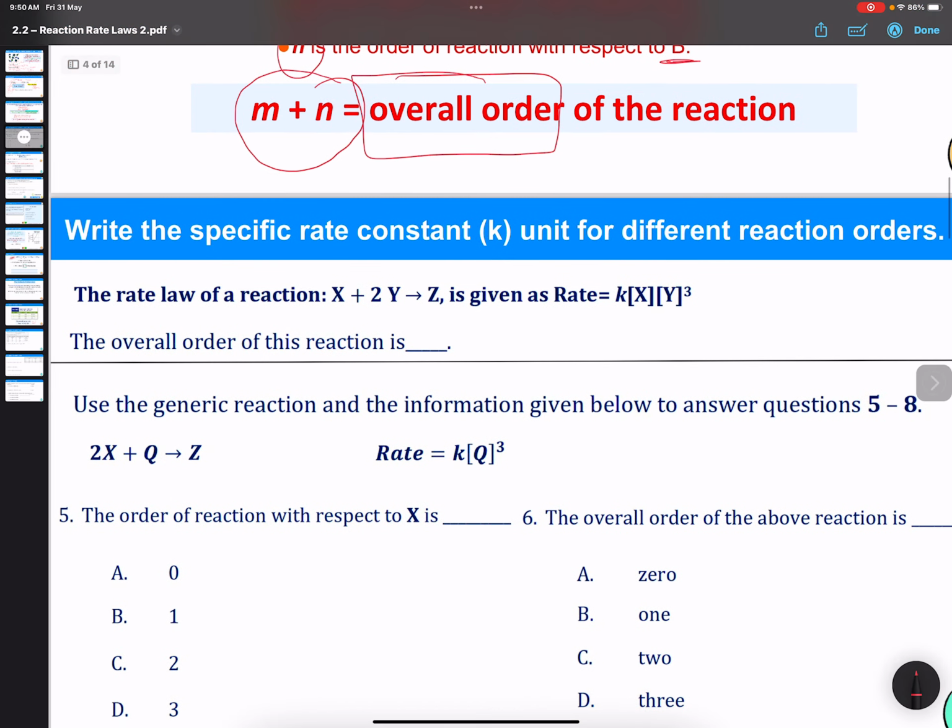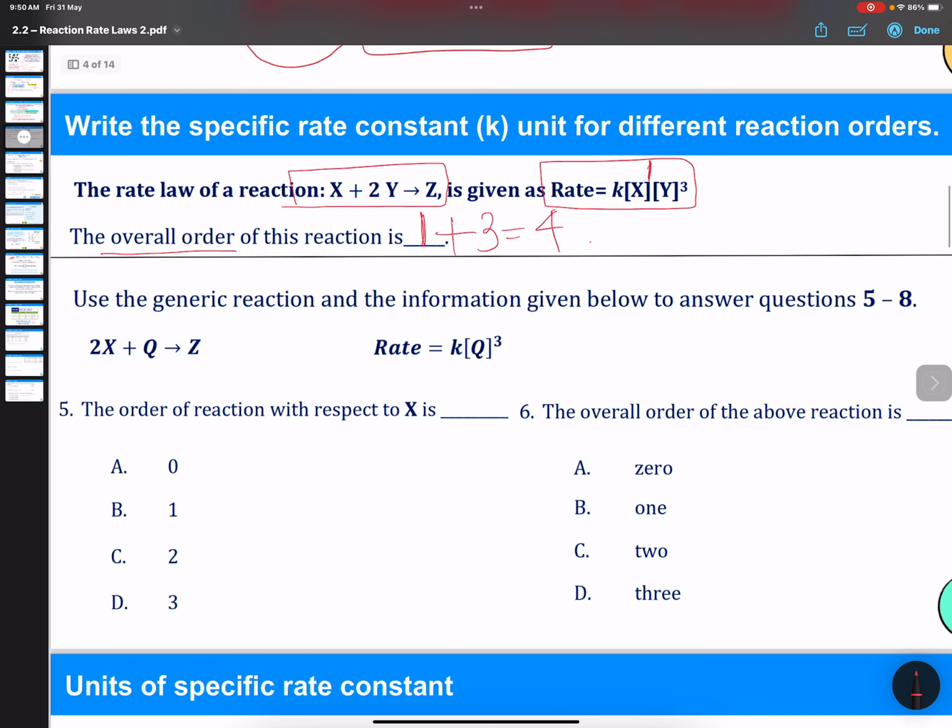Let's see some questions. The rate law of the reaction. This is the reaction being given to us, and they have given us a rate law. The overall order: X has no number, so it's 1 plus 3 is equal to 4.